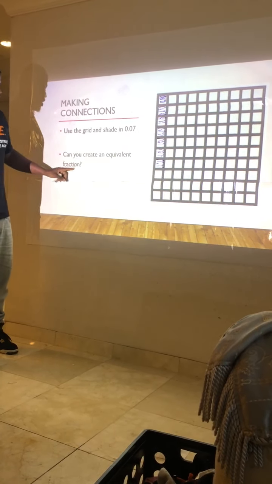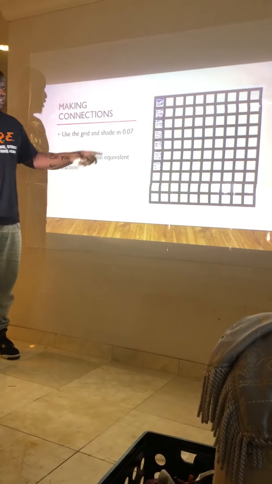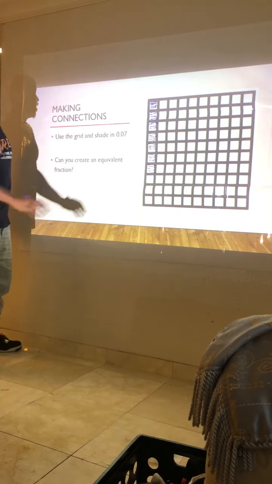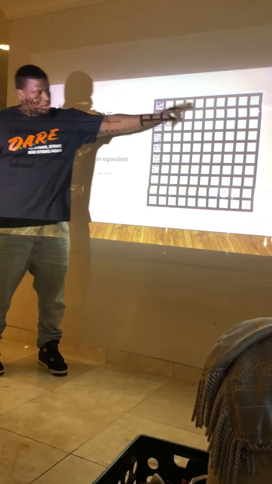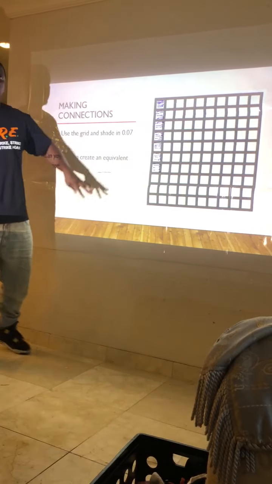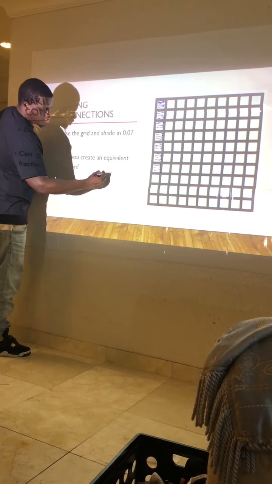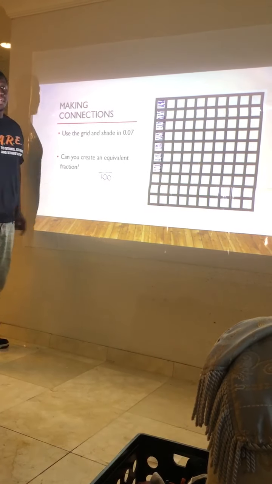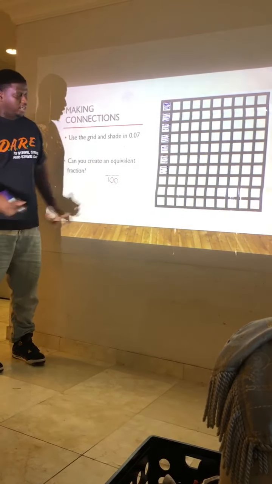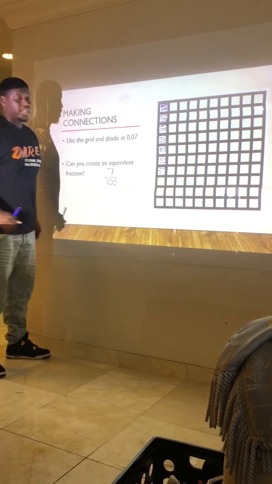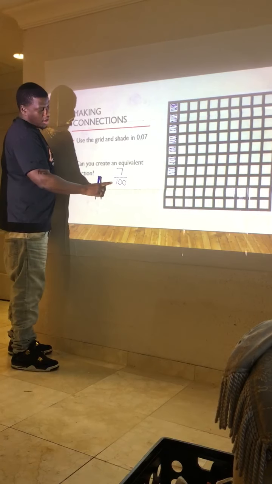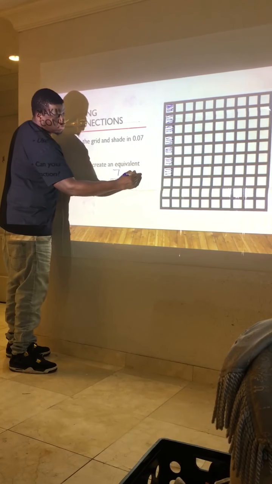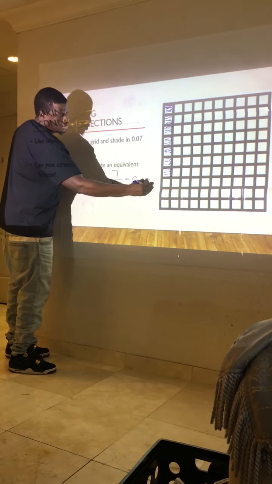Now I want to go ahead and create an equivalent fraction, a fraction that's equivalent to this. Again, this is my whole, so how many parts are in this whole? In this whole, there are 100 units. So 100 is going to be my denominator. How many did we shade in? We shaded in 7. So 7 hundredths is equivalent to 0.07.